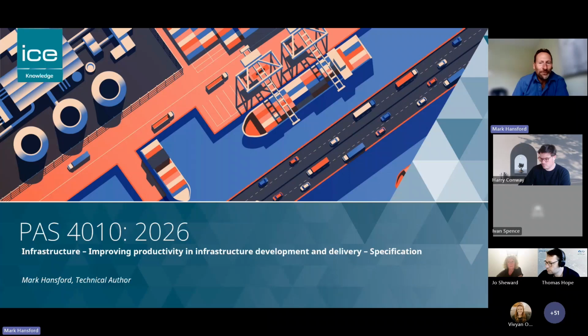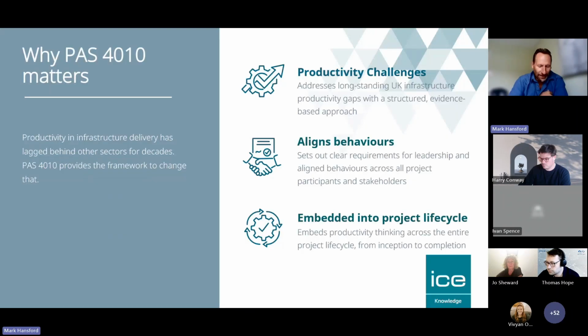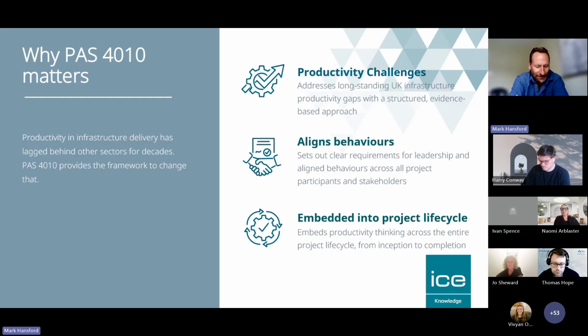So what have we been up to? First of all, why PAS 4010? I think we all know the story. UK construction and infrastructure, we've been wrestling with productivity for decades. We know we lose billions every year to things like avoidable error, rework, poor planning, fragmented decision making, misaligned incentives, as the list kind of goes on.